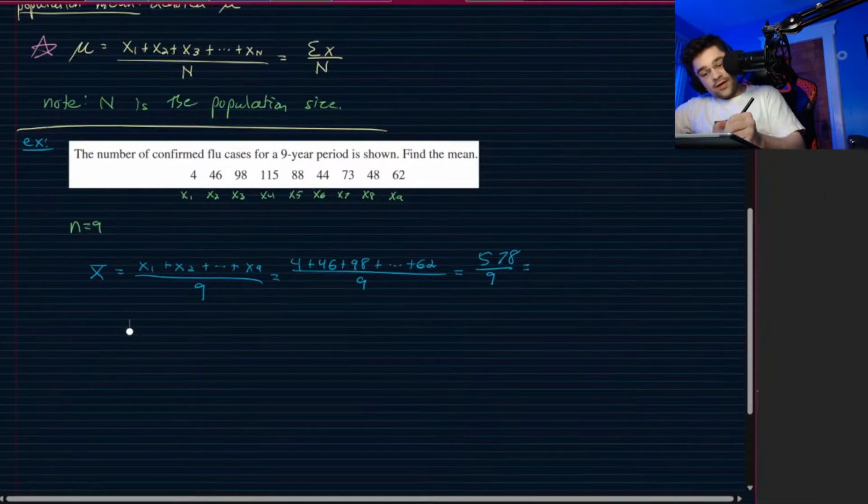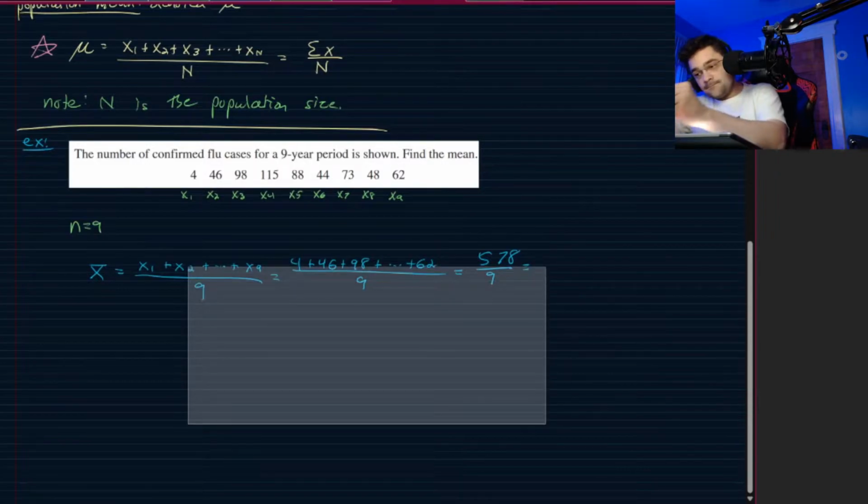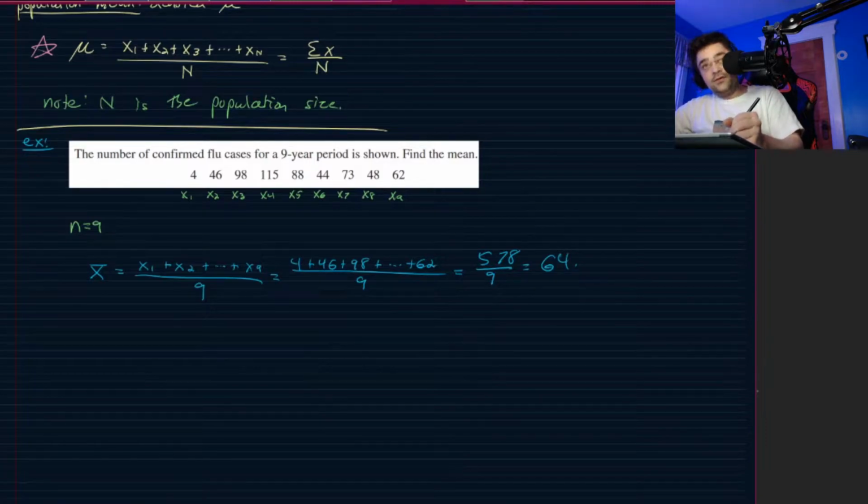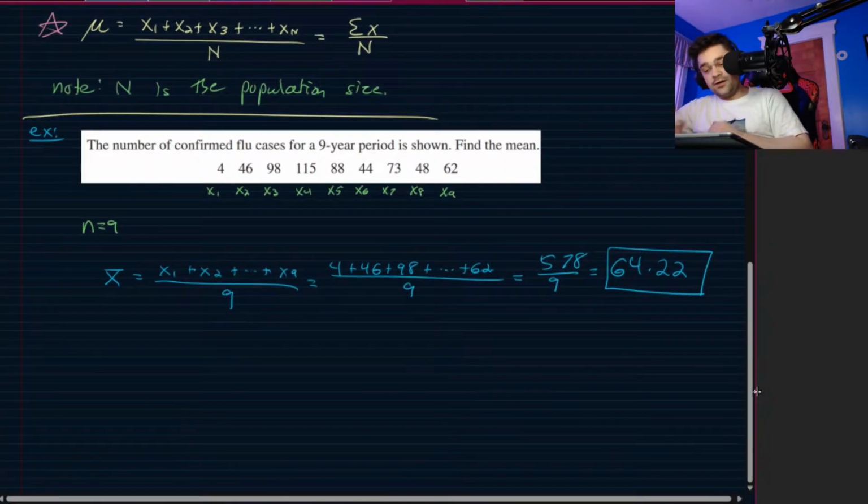So I guess rounding in this class, I probably won't be too picky about it. Like 1 decimal is probably good, but 2 decimals to be safe, I guess. So 64.22. And that would be our answer here, and that would be the mean.